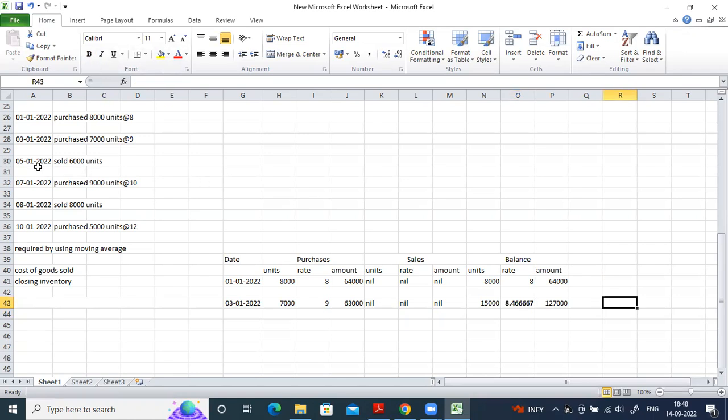Now what is the next date? 5th January 2022. It is a sale, so there will not be any entry in purchases. How many units did we sell on 5th January? 6,000 units, right? Now the rate we need to compute. We need to take this balance, whatever average rate we got, 8.46667, so we should take that here. Rate 8.4667. So the amount will be 6,000 into.